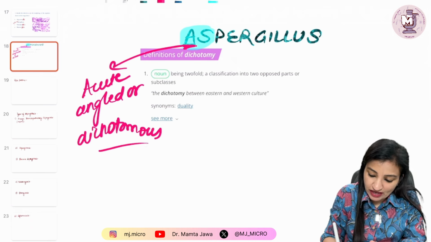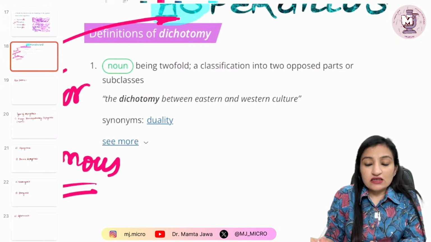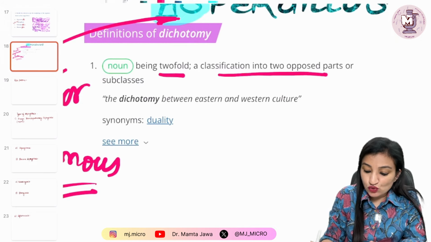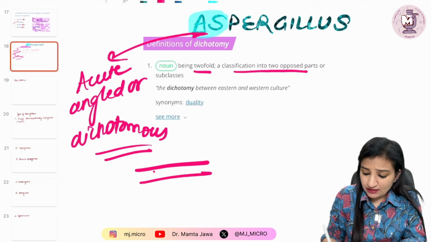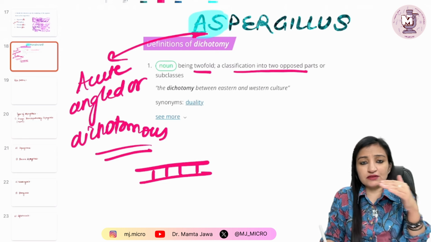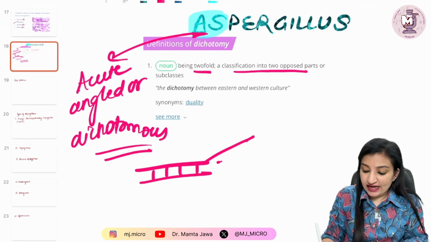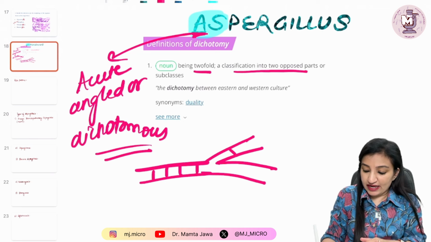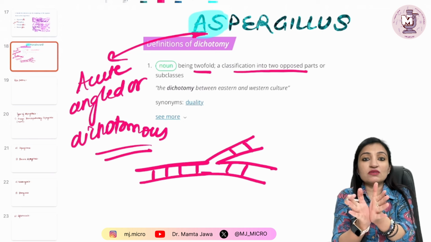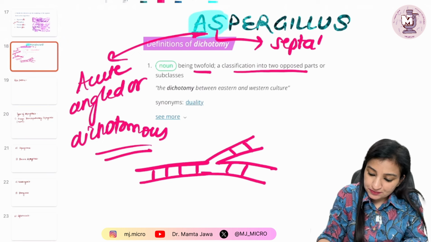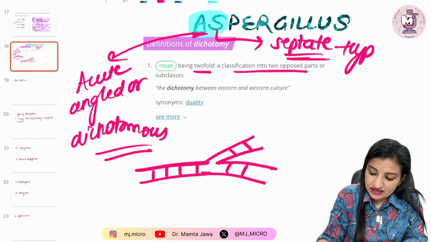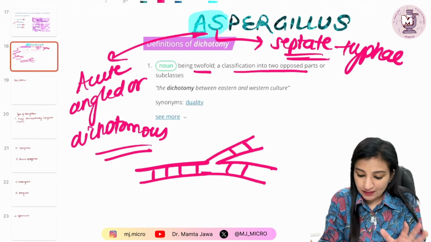dichotomous branching. Now what is the literal meaning of dichotomy? Meaning twofold, classification into two opposed parts. So this is what dichotomous branching means, this is hypha which is septate and it branches at an acute angle, so this is known as dichotomous branching. Then S stands for what? Septate present. So septate hyphae are present in this fungus, remember Aspergillus like this.